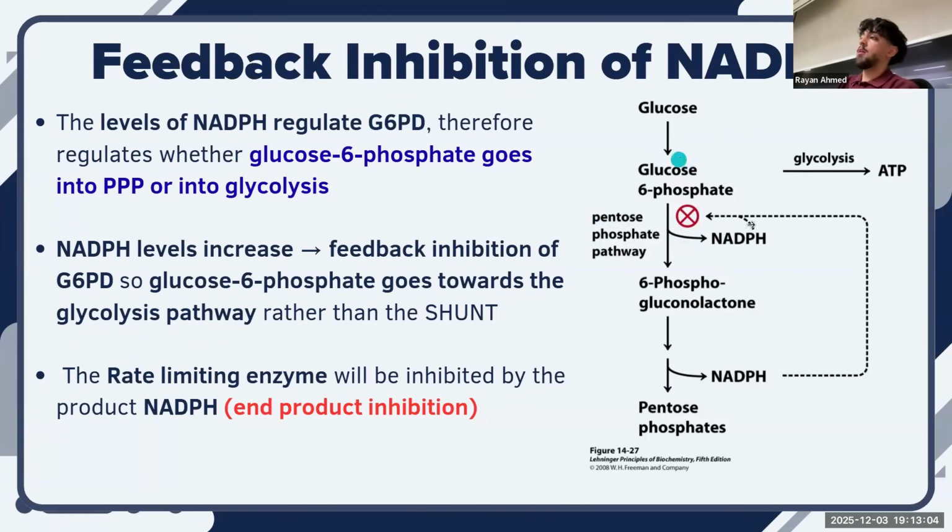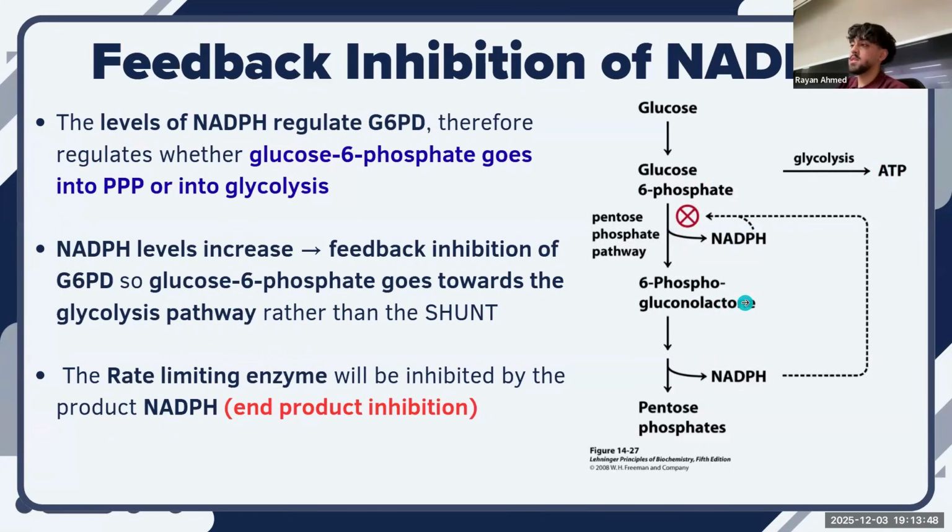So now the products that we had were ribose 5-phosphate, which was a pentose phosphate, and then one of the other products we had was NADPH, right? When NADPH levels increase, there's a feedback inhibition of G6PD towards the glycolysis pathway rather than the shunt. What I mean is, when NADPH is increased, we have a lot of NADPH. We don't need more NADPH being produced in the pentose phosphate pathway. This will inhibit the rate-limiting enzyme, glucose 6-phosphate dehydrogenase, to tell it to stop making more NADPH. And rather than finishing the pentose phosphate pathway, it's going to go back into glycolysis to produce more ATP.